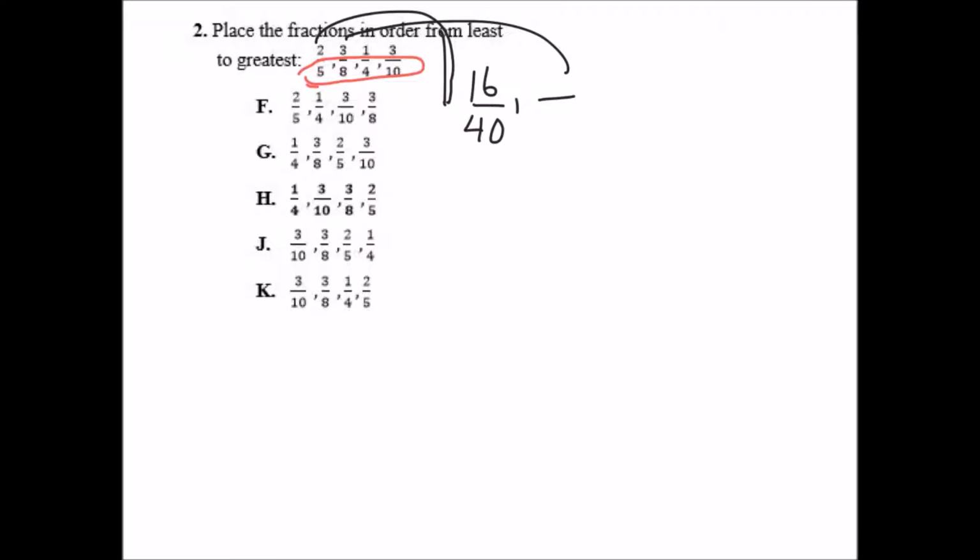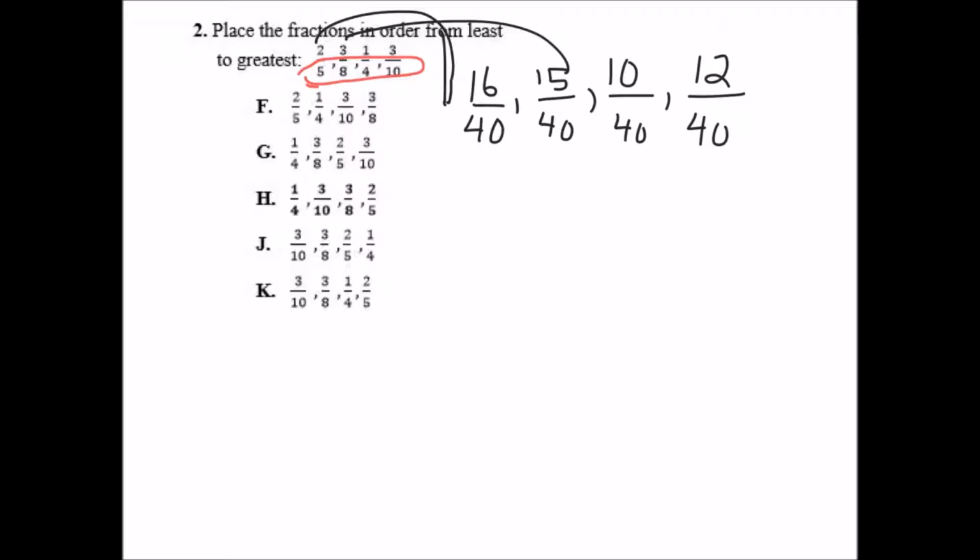3/8, again, 40ths on the bottom, multiply by 5. At the top, it's going to be 15/40ths. Obviously, 4 times 10 gets me to 40ths on the bottom. 1 times 10 on the top gets me 10/40ths. And then finally, 3/10. Got to multiply 10 by 4 on the bottom. 3 times 4 on the top gets me to 12.